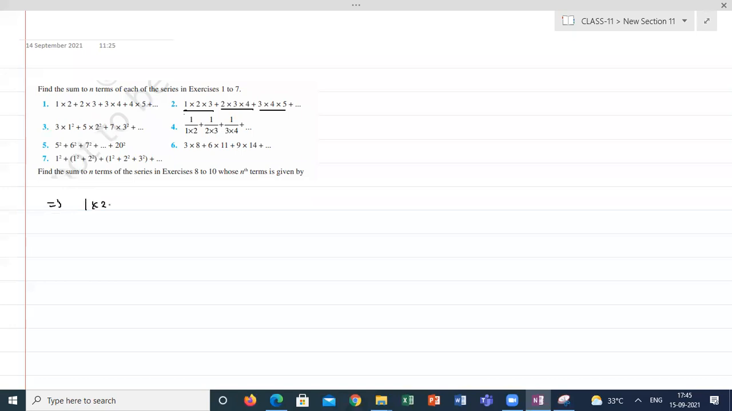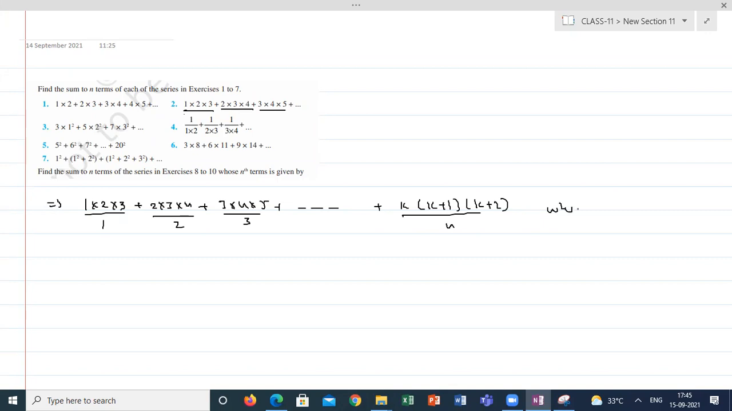This is looking like 1 into 2 into 3 plus 2 into 3 into 4 plus 3 into 4 into 5 plus next is 4, 5, 6. Then k into k plus 1 into k plus 2. This is the first term, this is the second term, this is the third term, this is the nth term, where k is equal to 1 to n. When substituting n, n into n plus 1 into n plus 2. This can be written as sigma k into k plus 1 into k plus 2, where k is equal to 1 to n.